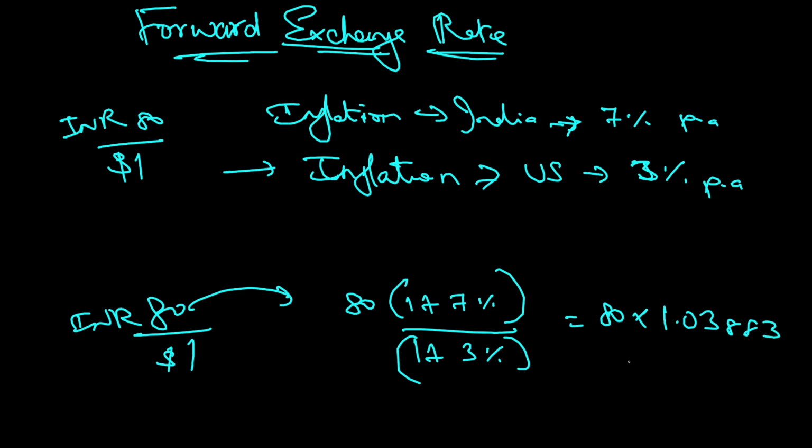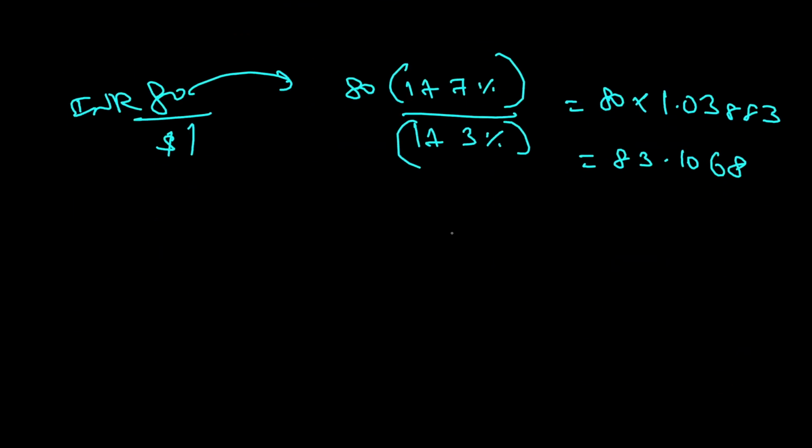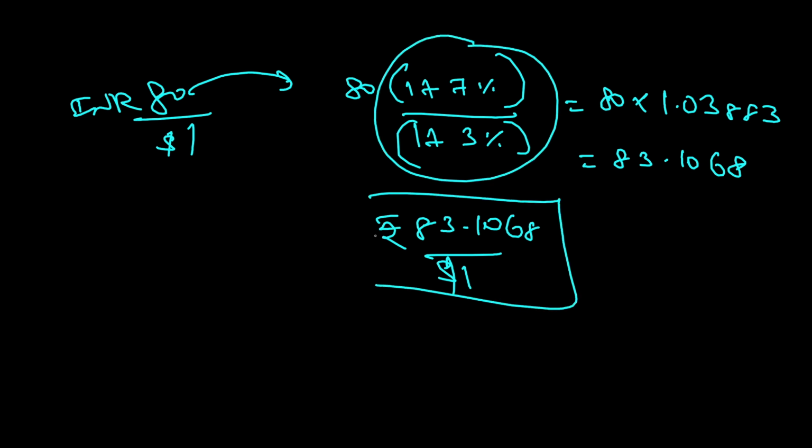So that gives me 83.1068. So after 1 year, $1 should be equal to 83.1068 with the given information of inflation. Okay, so this is called forward exchange rate. This is how you are predicting based on the inflation rate.